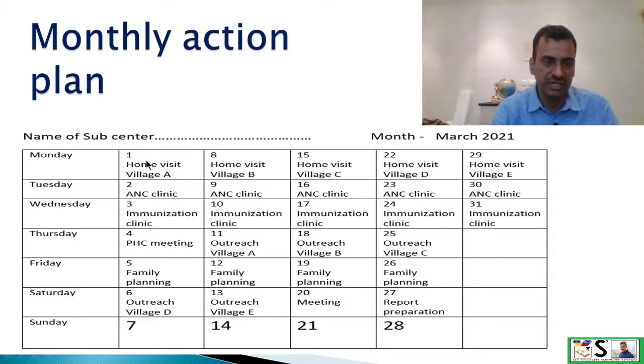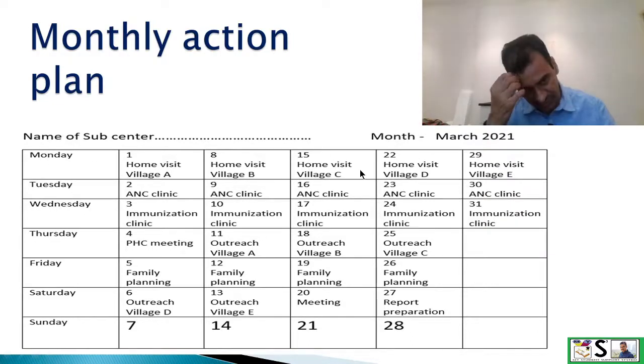So for example, on Monday the 1st, we have planned a home visit to village A, then we will write this. Next Monday we will go to village B, then village C, then village D, and then E. So every Monday we are going for home visits. And every Tuesday we are having ANC clinic at the sub-center. Then Wednesday, immunization clinic at the sub-center. Here on Thursday, on the first Thursday of the month, we are having a meeting at the PHC. So we will go there.